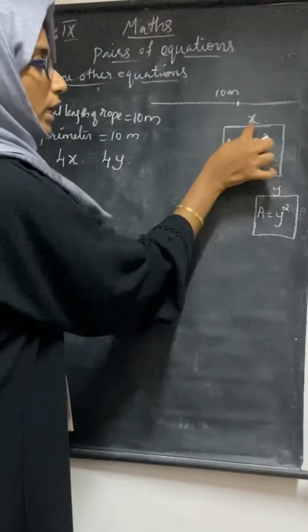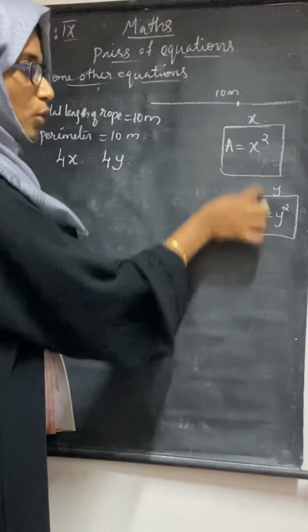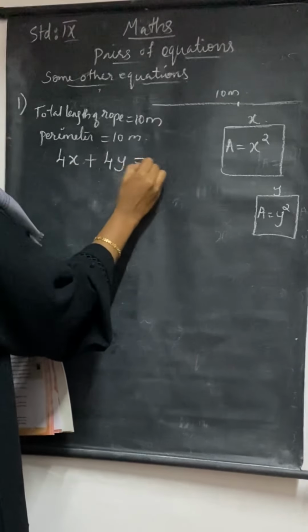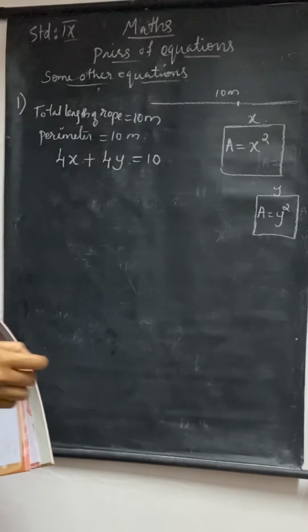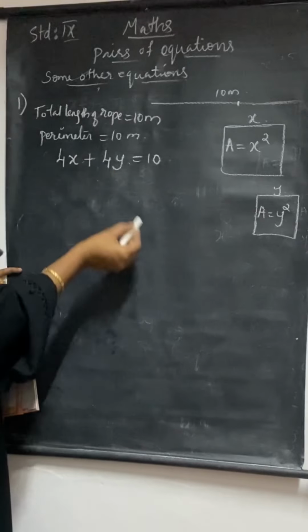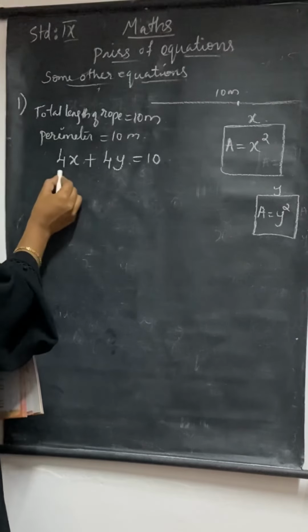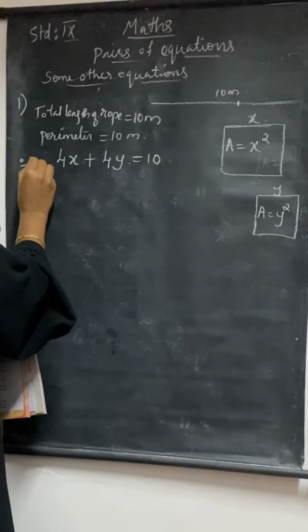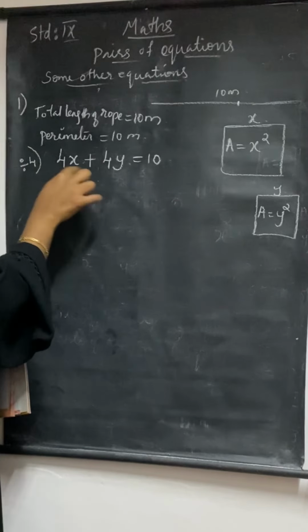No, this 10 meter only you made like this. So when you add both perimeters, you will get this 10 meter. So 4x plus 4y is equal to 10 meter. You can get like this. Now this you can make shorter also, because you can divide easily. If I divide this equation by 4, I can divide, no? By 4 I can divide everywhere.